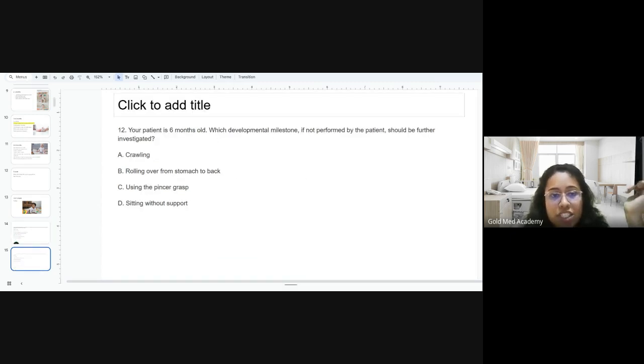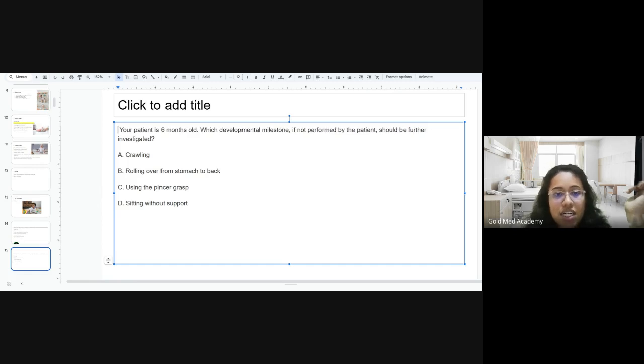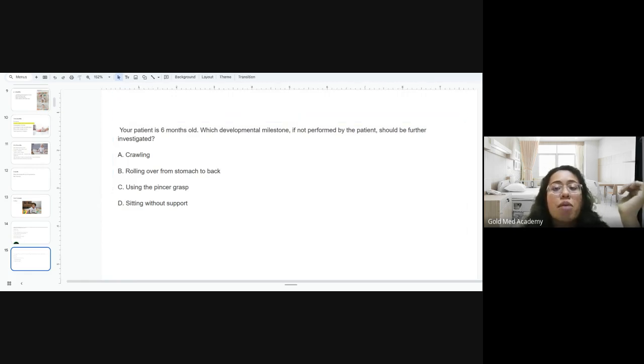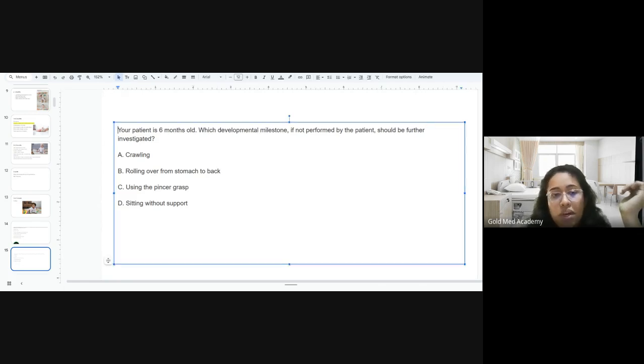Okay, here is your question: your patient is 6 months old. Which developmental milestone, if not performed by the patient, should be further investigated? Ooh, okay, so at 6 months, what if they're not doing this? That is cause for investigation. What do you think this could be? Okay, your patient is 6 months old. Which developmental milestone, if not performed by the patient, should be further evaluated?